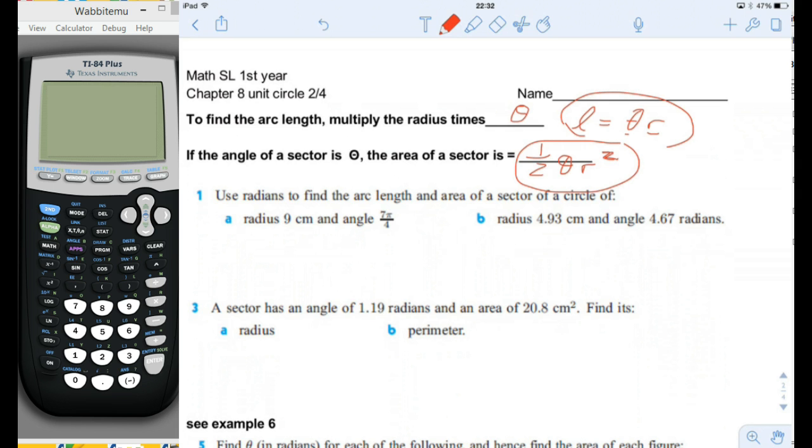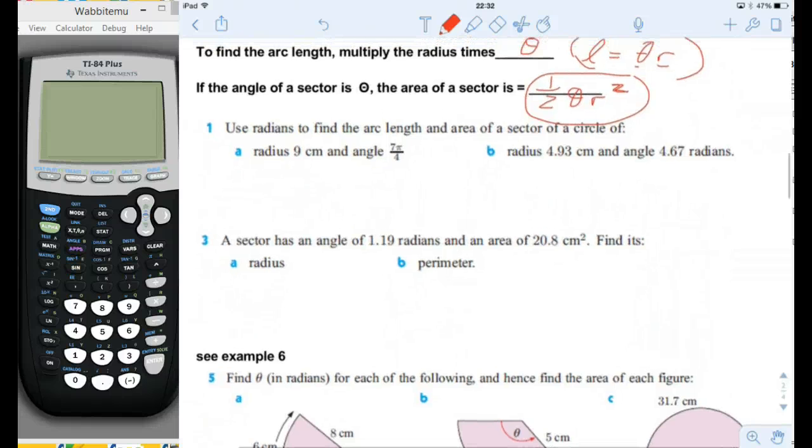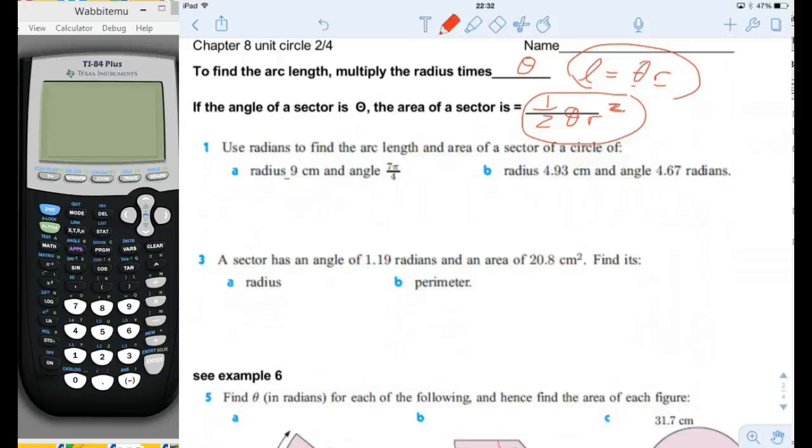R, of course, is the radius. L is the arc length. Theta is the angle of the arc, or the sector. Use radians to find the arc length and the area of a sector of a circle of radius 9 centimeters and angle 7/4 pi. So we're going to find arc length and area of a sector.